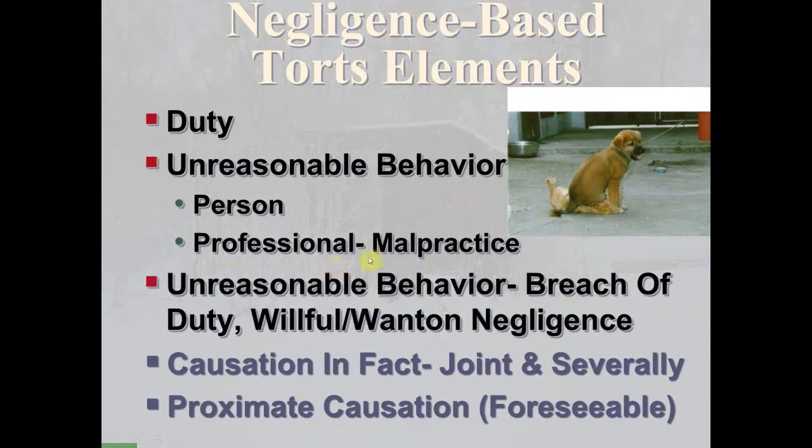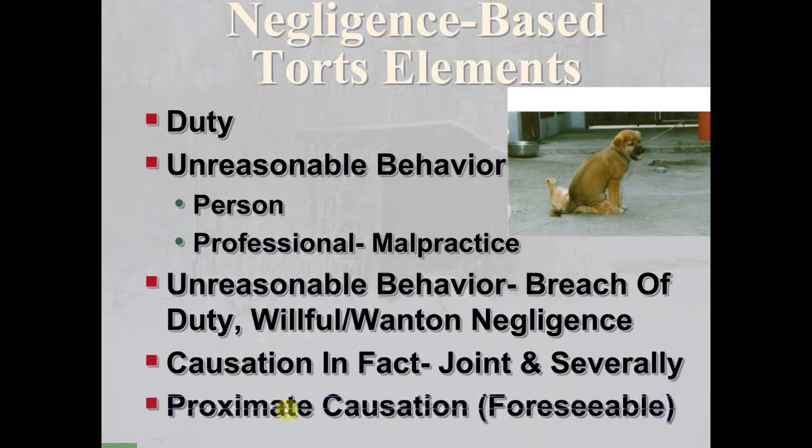So unreasonable behavior can be a breach of duty or willful and wanton negligence, which almost rises to that intentional thing. I willfully and wantonly left something because I was hoping my neighbor would trip and fall, those types of things. Again, it's almost intentional, but maybe one step below that, I guess. Causation, in fact, joint and several, we kind of talked about that. The proximate causation, I already talked about that as well.